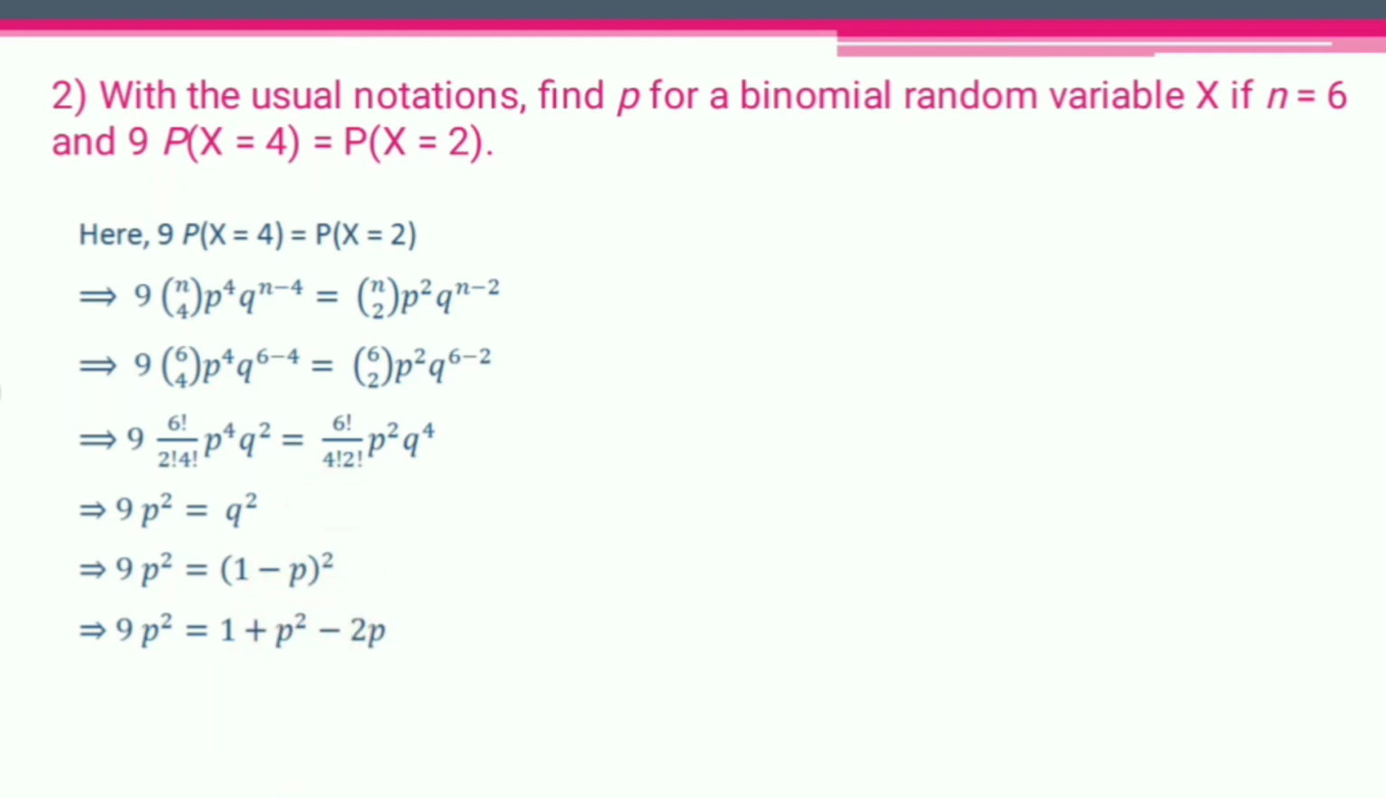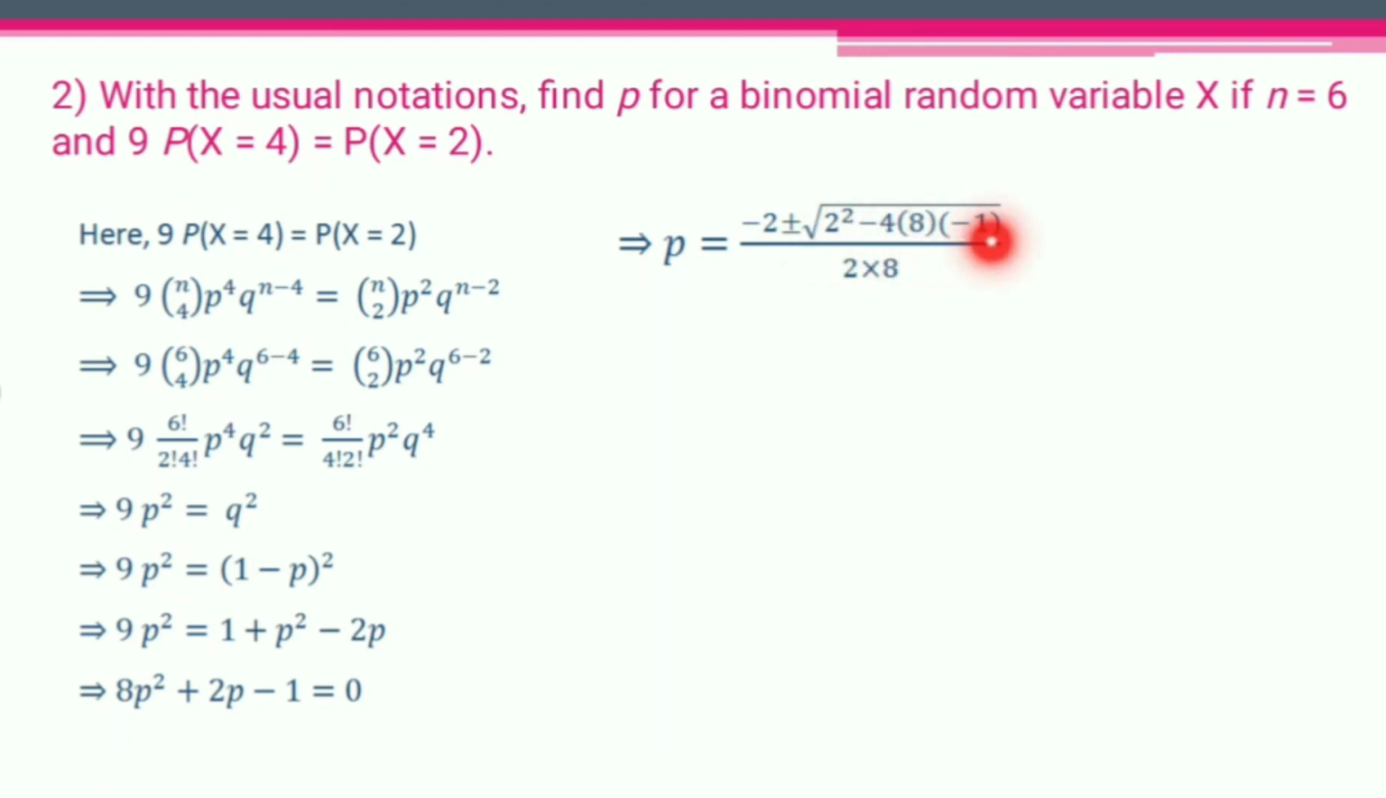Now we'll just solve this equation. If you take p square to this side, 9p square minus p square, you get 8p square. 2p you take to the other side, it will become plus 2p, and 1 you take to the other side, it will become minus 1 equal to 0. This is a quadratic equation in p, and we'll solve this quadratic equation using the discriminant method. So p will be equal to minus b plus minus under root of 2 square minus 4 into 8 into minus 1, upon 2a.